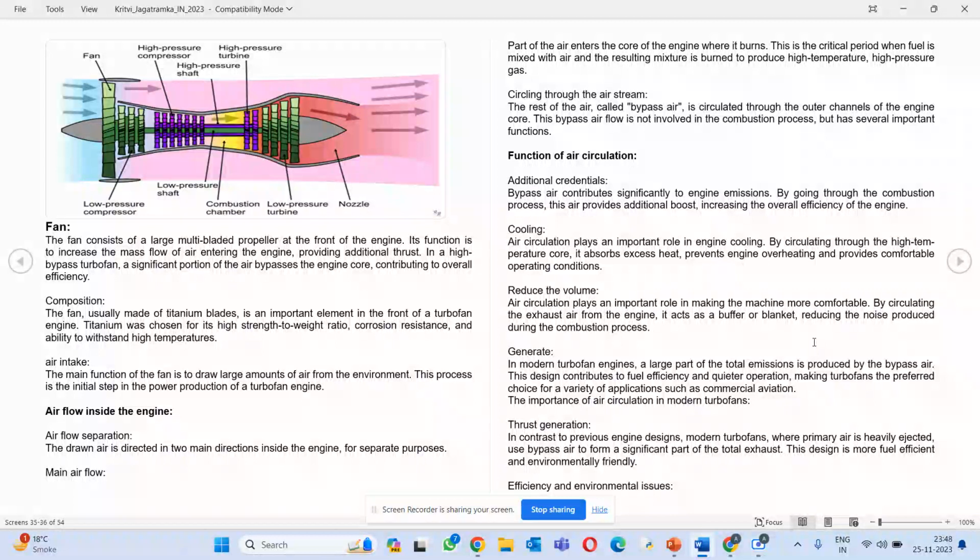Now let's talk about the air circulation within the engine. The drawn air is directed in two main directions. A part of it enters the core for combustion, while the rest, known as bypass air, circulates through the outer channels. This bypass air has multiple functions, including contributing significantly to engine emissions, aiding in cooling, reducing noise, and enhancing the overall efficiency.